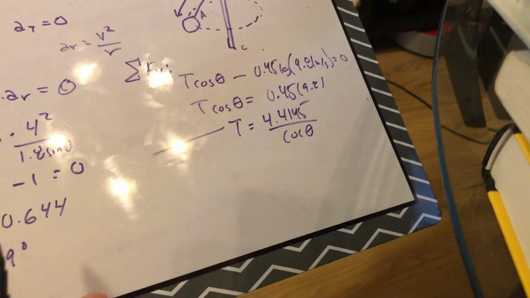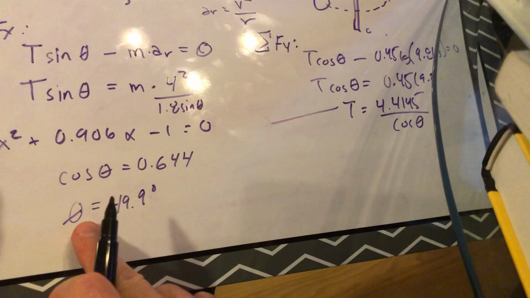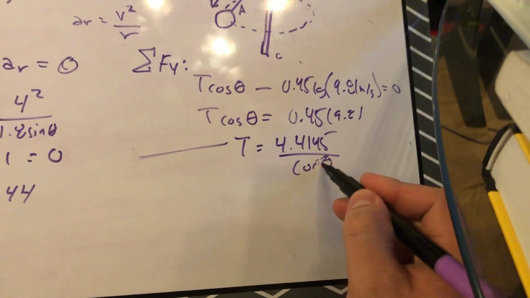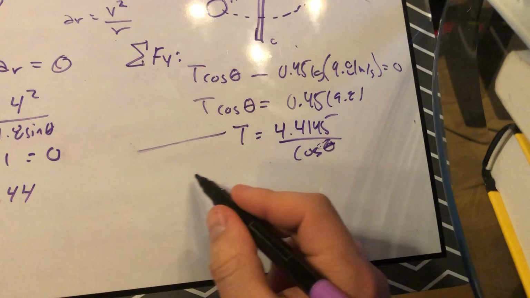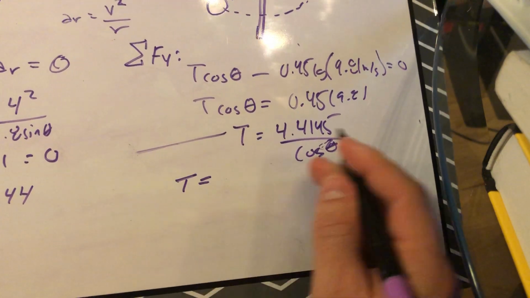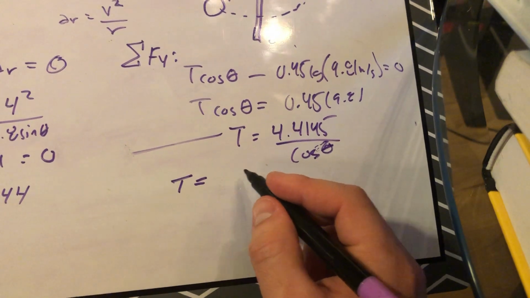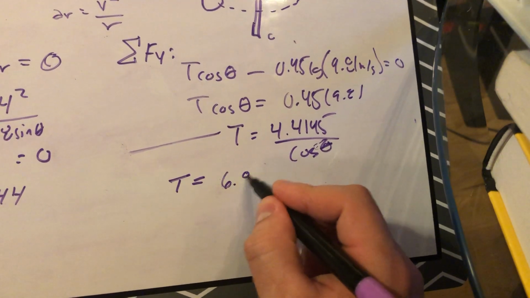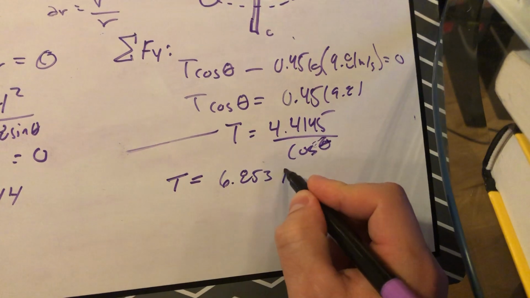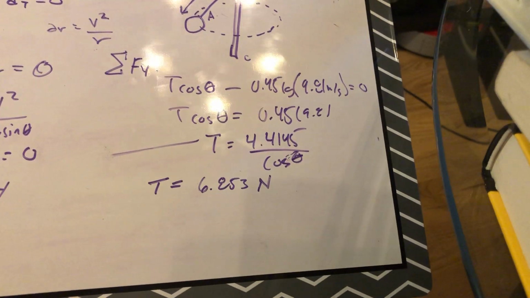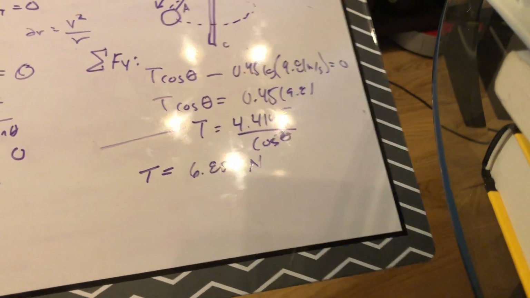Now, let's take this known and plug it into this unknown, and we're going to have T equals 4.4145 cosine 49.9, and that gives us 6.853 newtons. So, we found the angle, and we found the tension in the cord.